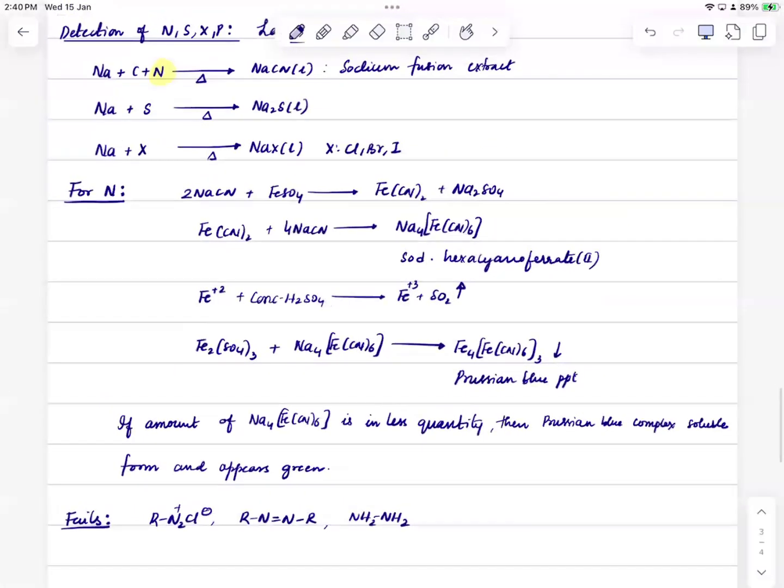Nitrogen is the most asked area, guys. So please be careful with the nitrogen part, what exactly it is.